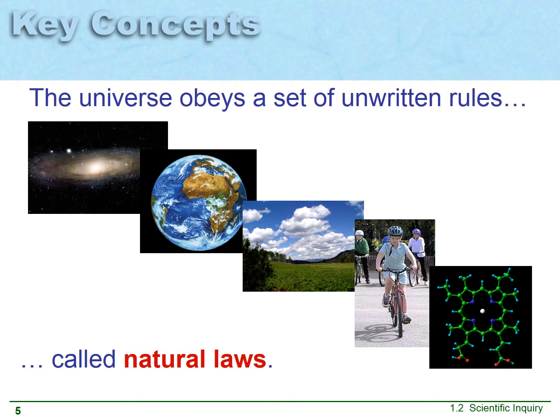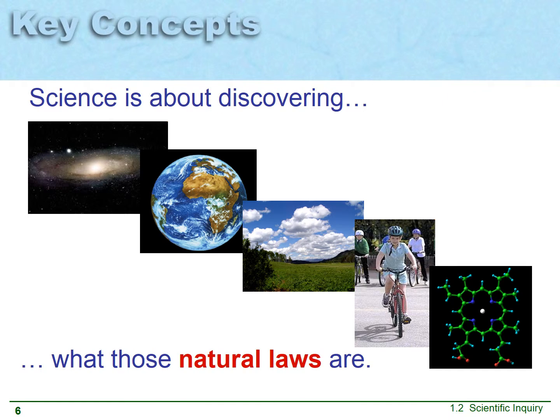In order to answer these questions, it's important to understand that the universe obeys a set of unwritten rules, which we call natural laws. Science is about making observations, collecting data, and creating explanations in order to discover what those natural laws are. Once we understand the natural laws, we can understand how the universe works and even predict expected outcomes.